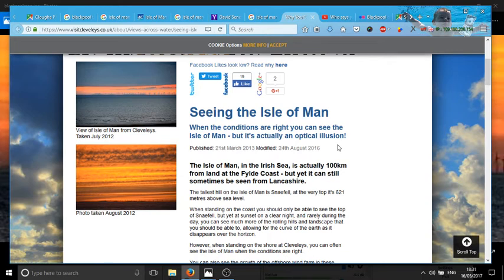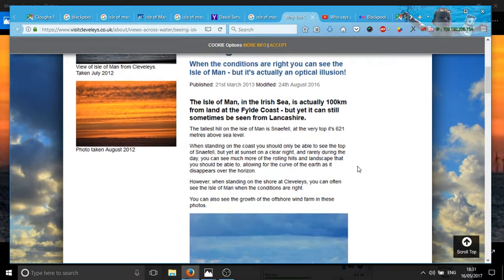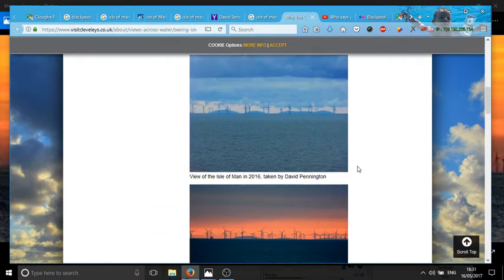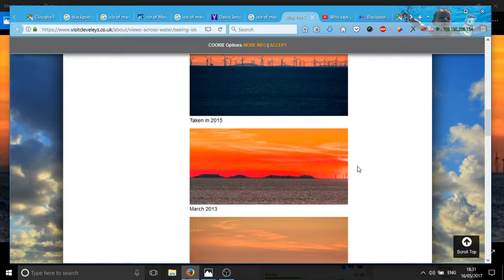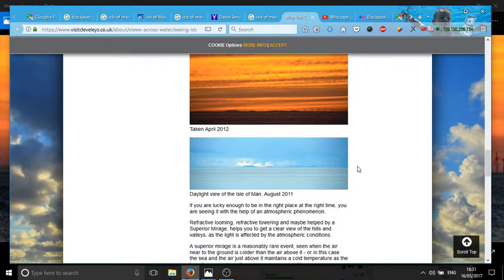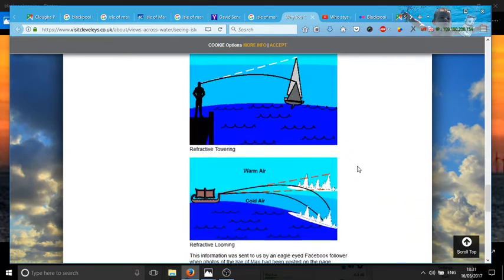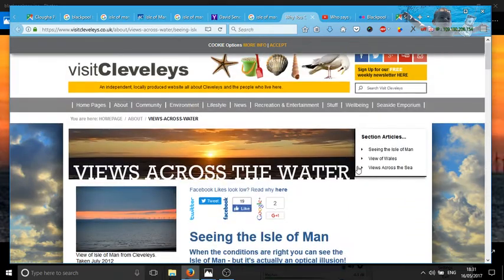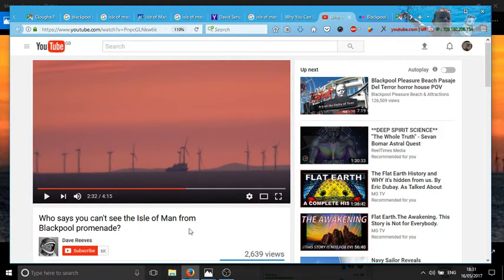However, I want to draw your attention to the images and just exactly how unique these atmospheric conditions are, because it happens in these conditions, and these conditions, and in these conditions, and those, and those, and these, etc. They'll explain that for you later on. This is just a tourist board website. They've had to come up with an explanation because clearly lots of people ask them. Further to this, I came to Dave Reeves' video on YouTube. Who says you can't see the Isle of Man from Blackpool Promenade?